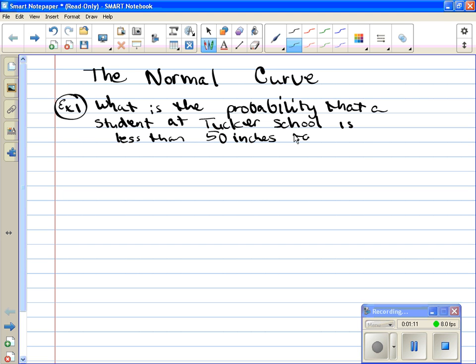Now, we had a couple guesses. We got group A that says there's a 10% chance it'll be less than 50 inches tall. Group B says you can't tell, it's undefined. Group F and E says 45% chance, and group G says 36% chance. Would it help you at all if I told you the average height?